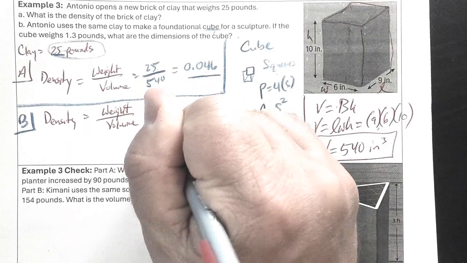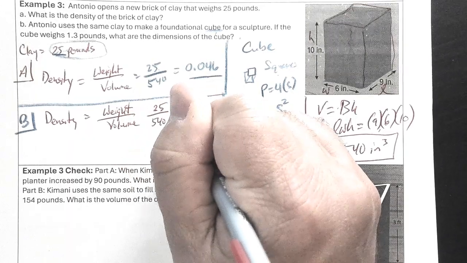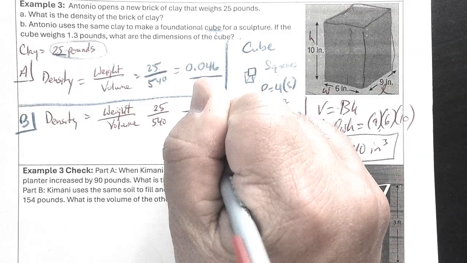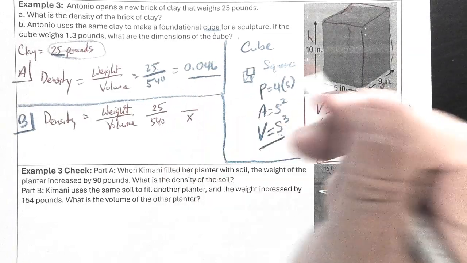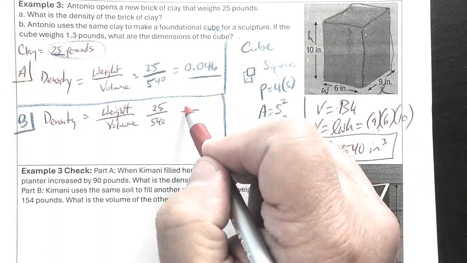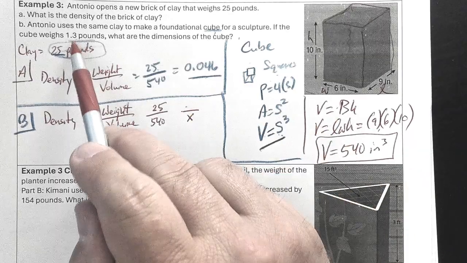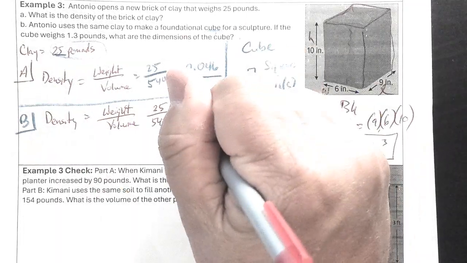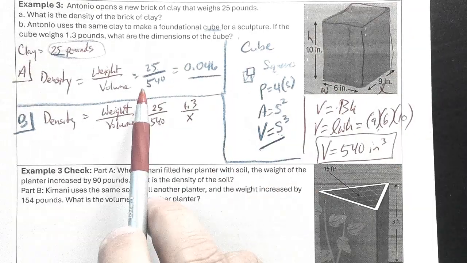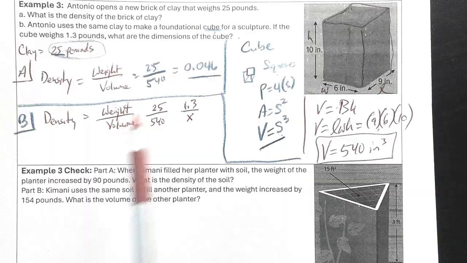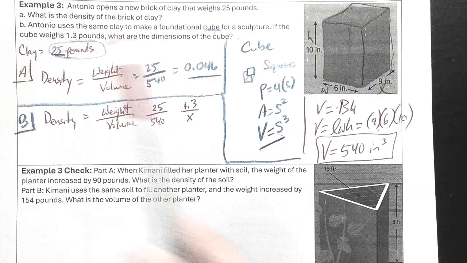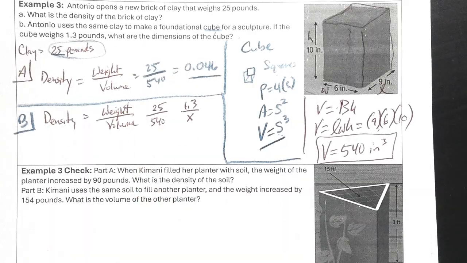cross multiply. So over here we don't know the volume of the cube, so we're going to call it x. And we do know the weight. He says that the cube weighs 1.3 pounds. We were dealing with pounds here, just making sure we don't have to convert. We didn't.